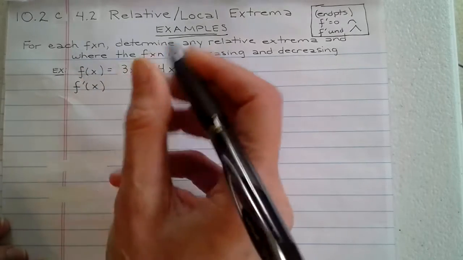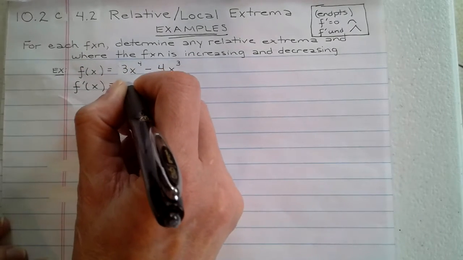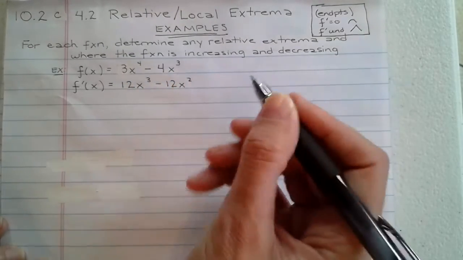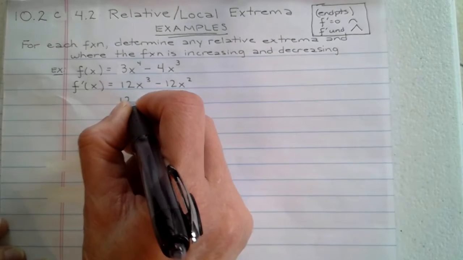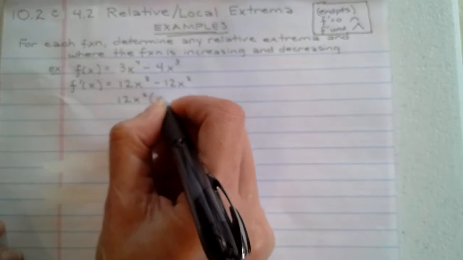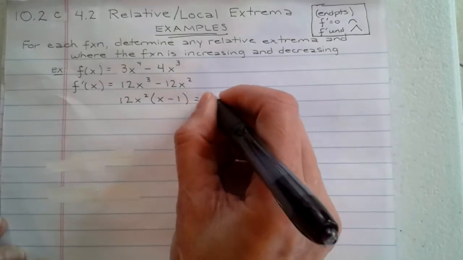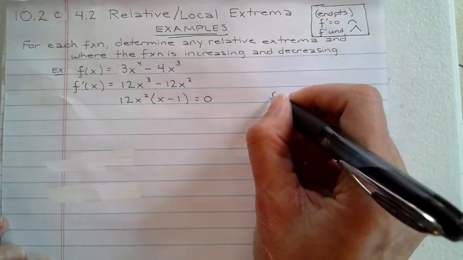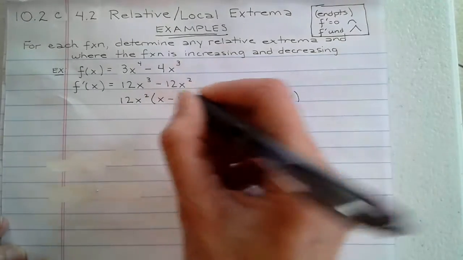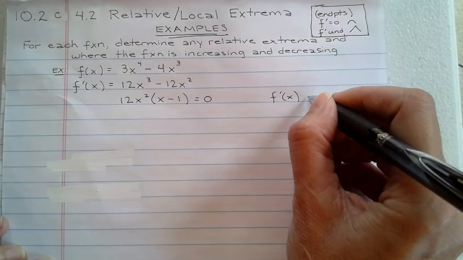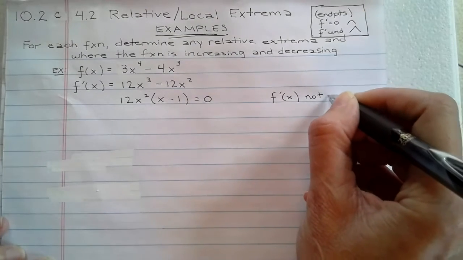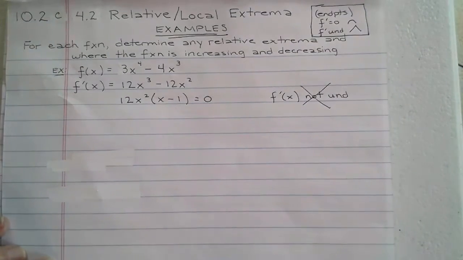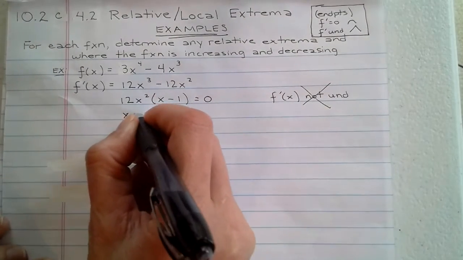So we're going to find the derivative. I'm going to get 12x to the third minus 12x squared, and I'm going to factor that. We're going to find out where that derivative equals 0, and we're also going to find out where that derivative is undefined. I know that's a cubic polynomial, so it's never going to be undefined anywhere. We're going to rule that out, but notice I keep checking, okay?